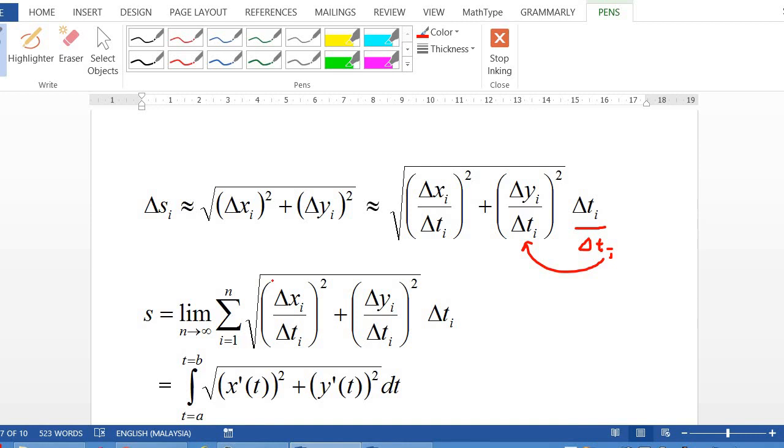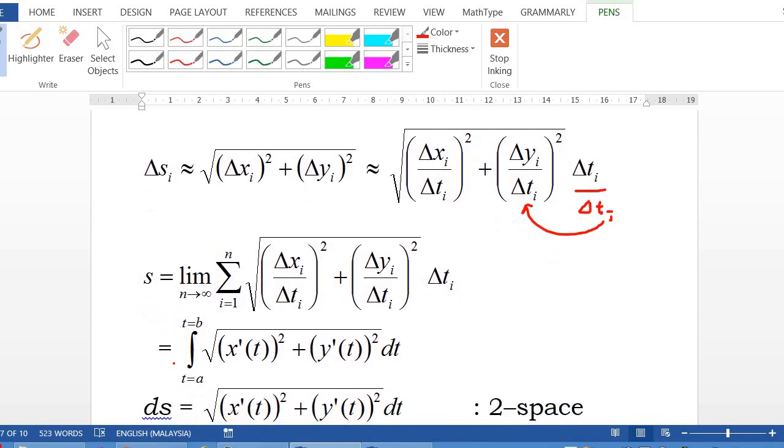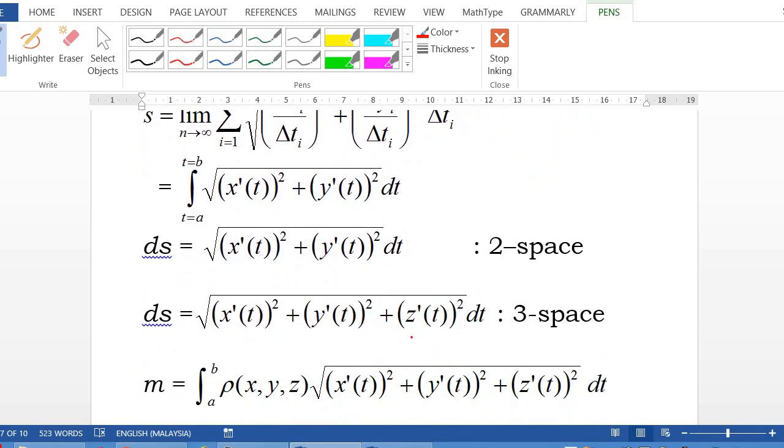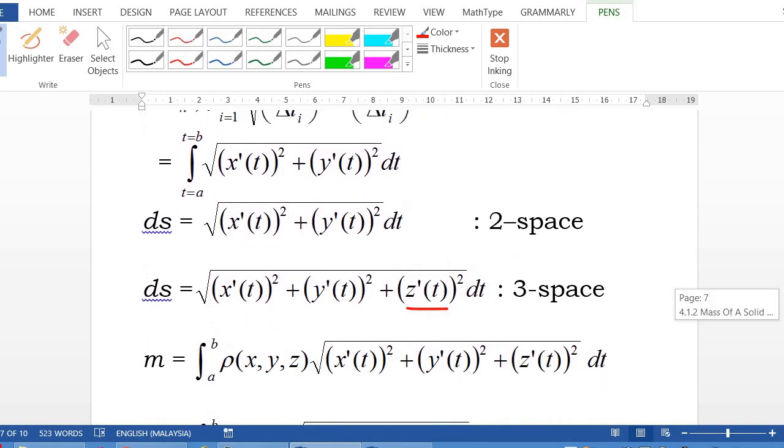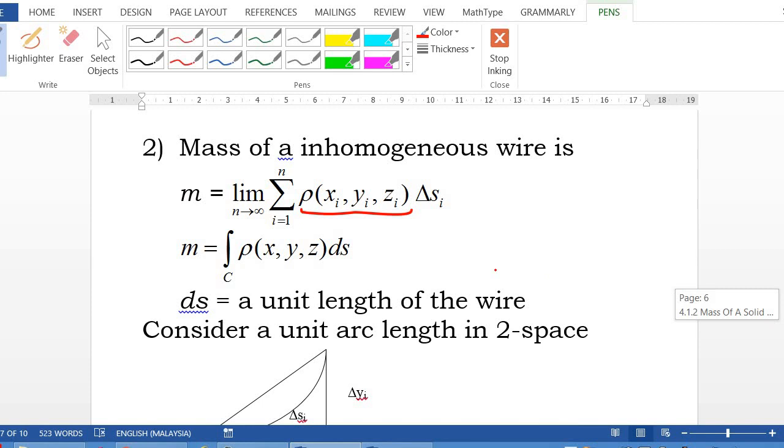If we sum up all the small arc lengths from 1 to n, and n approaches infinity, then this will approximate the arc length. So this is the arc length, and the summation becomes the integral of t from a to b. Delta xi divided by delta ti is dx/dt, and delta yi divided by delta ti is dy/dt, all squared, dt. This is in 2D. If 3D, we add one more term, (dz/dt) squared.